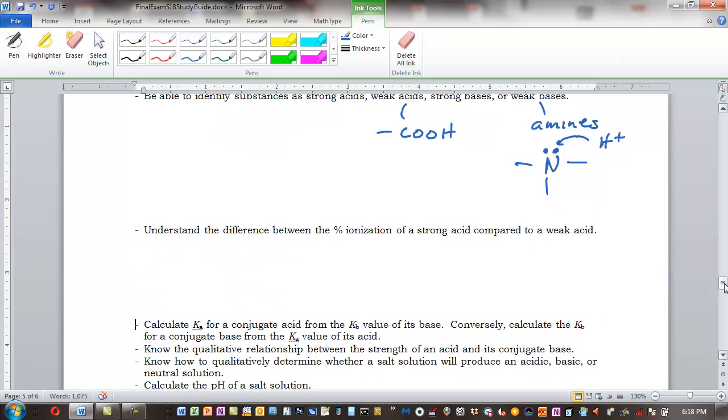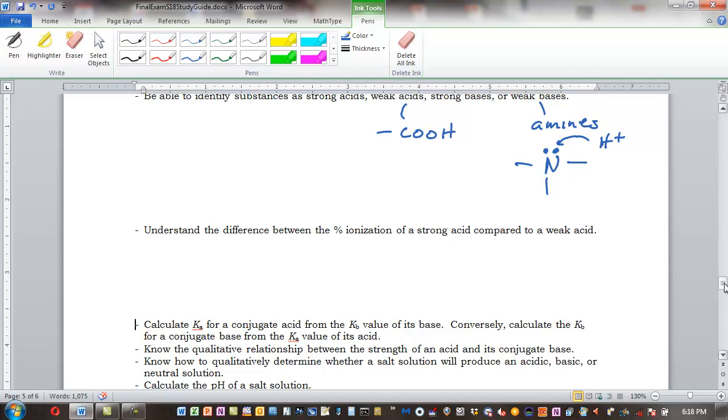I think this one's pretty straightforward. Understand the difference between the percent ionization of a strong acid compared to a weak acid. What do we assume about percent ionization for a strong acid? 100%. Weak acid? Yeah, it's typically very small. Okay, typically on the 1% side.